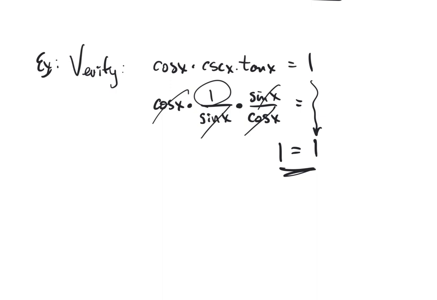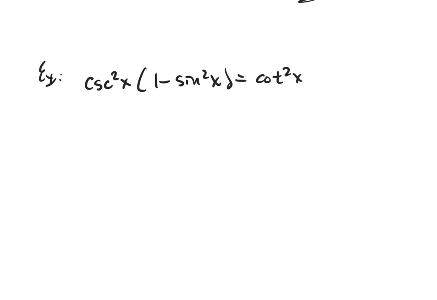Okay, let's try one that's a little bit tougher. Again, feel free to pause anytime you want to. Okay, here's one that's a little harder. Cosecant squared times 1 minus sine squared. We're going to try to verify that that's equal to cotangent squared. Okay, we're going to work one side until it looks exactly the same as the other side.